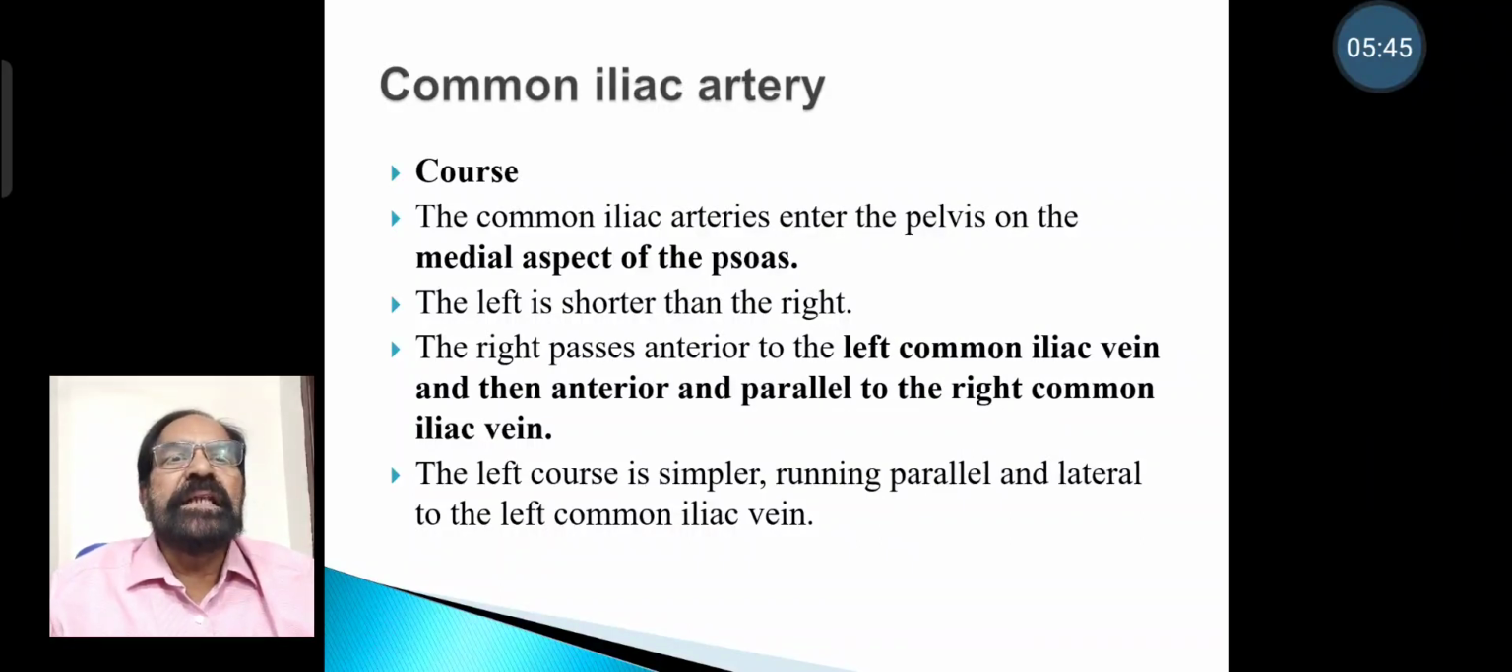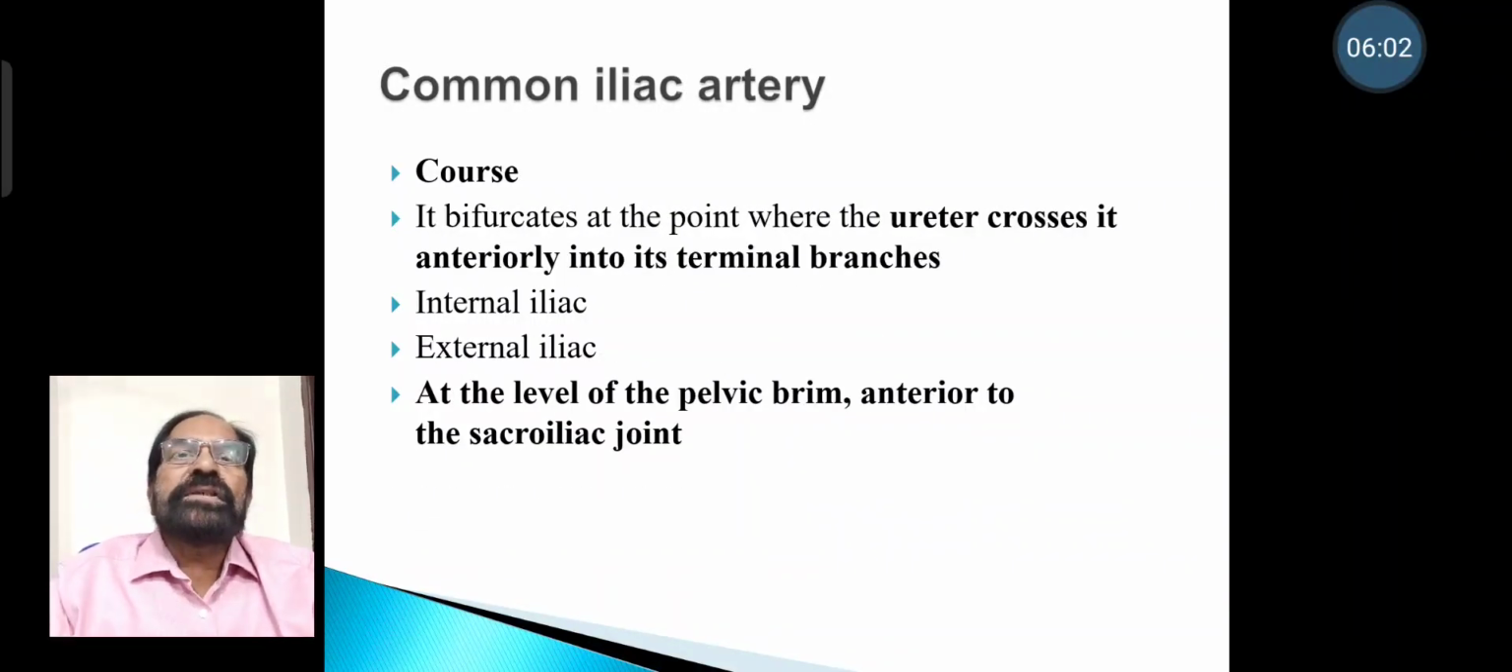The right passes anterior to left common iliac vein and then anterior and parallel to the right common iliac vein. The left course is simpler, running parallel and lateral to the left common iliac vein. It bifurcates at the point where the ureter crosses it anteriorly into its terminal branches, that is internal iliac and external iliac, at the level of the pelvic brim anterior to the sacroiliac joint.